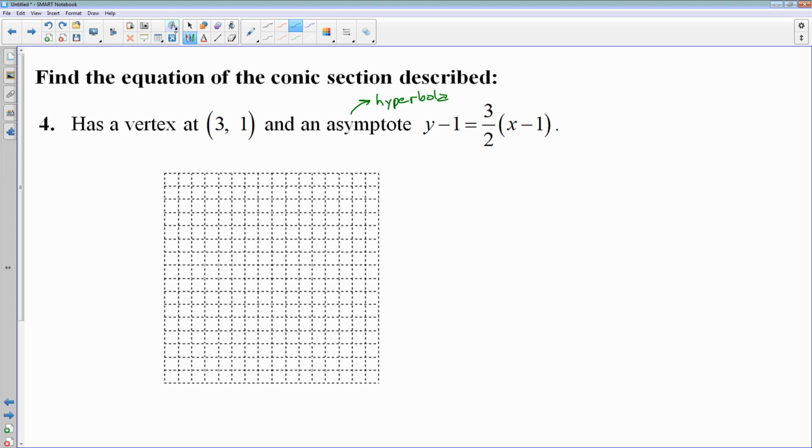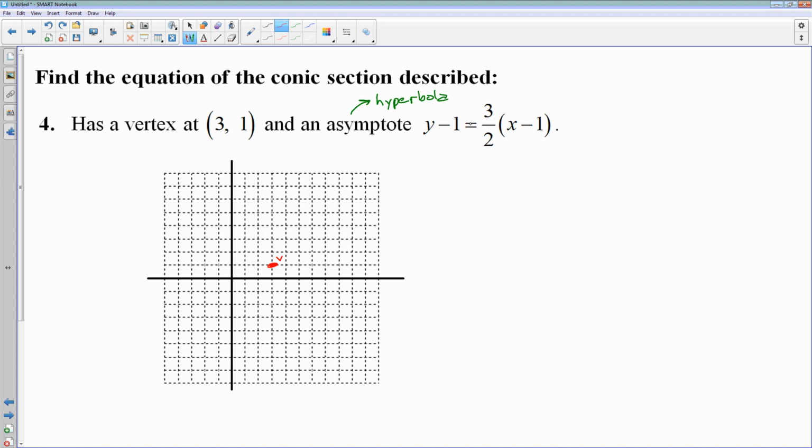I have a vertex at (3, 1), so let me get my x and y axes in here. I need to leave room to go right 3 and up 1, so I'll move my y-axis to the left a little bit. I'll go right 3, up 1. Here's a vertex. And then my asymptote is y minus 1 equals 3 halves times (x minus 1).